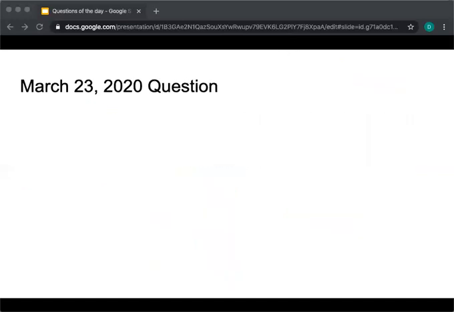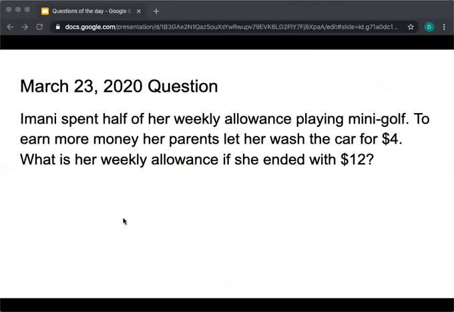Our next March 23rd question. Imani spent half her weekly allowance playing mini golf. To earn more money, her parents let her wash the car for $4. What is her weekly allowance if she ended with $12?